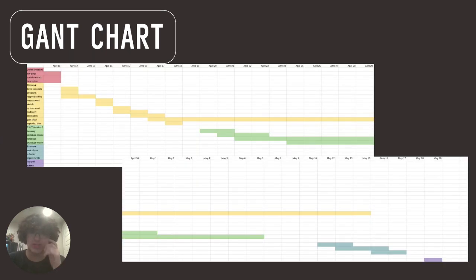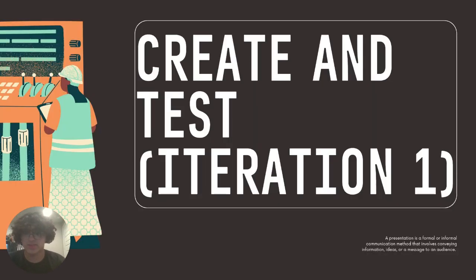Here's the Gantt chart. This is just me mapping out what I did on what days. You can see there's the define problem, the planning, the create and test, and the evaluate. This is just me mapping out what I did on what day so that I can look back, or other people can look back and see my process of making this.